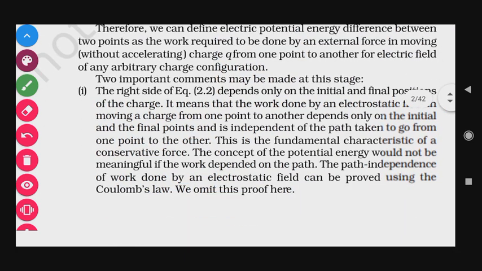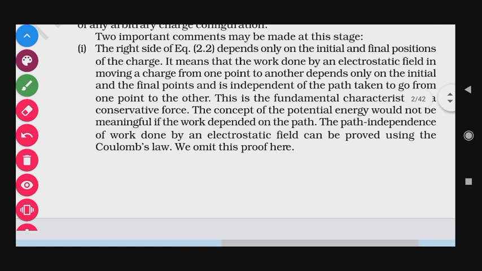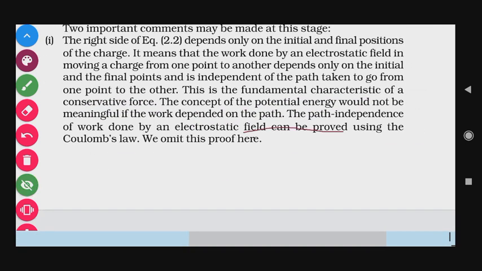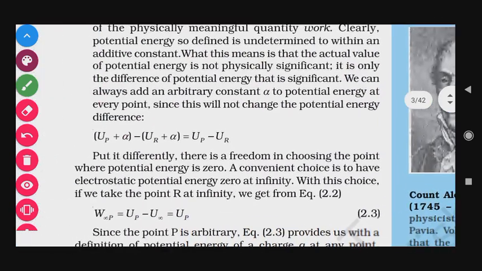And this is the property of what? Conservative force. So this is the fundamental characteristic of a conservative force. The concept of potential energy would not be meaningful if the work done depended on the path. So potential energy doesn't depend on the path. The path independence of work done by an electrostatic field can be proved using Coulomb's law. We omit this proof, so I'll move to the second point.